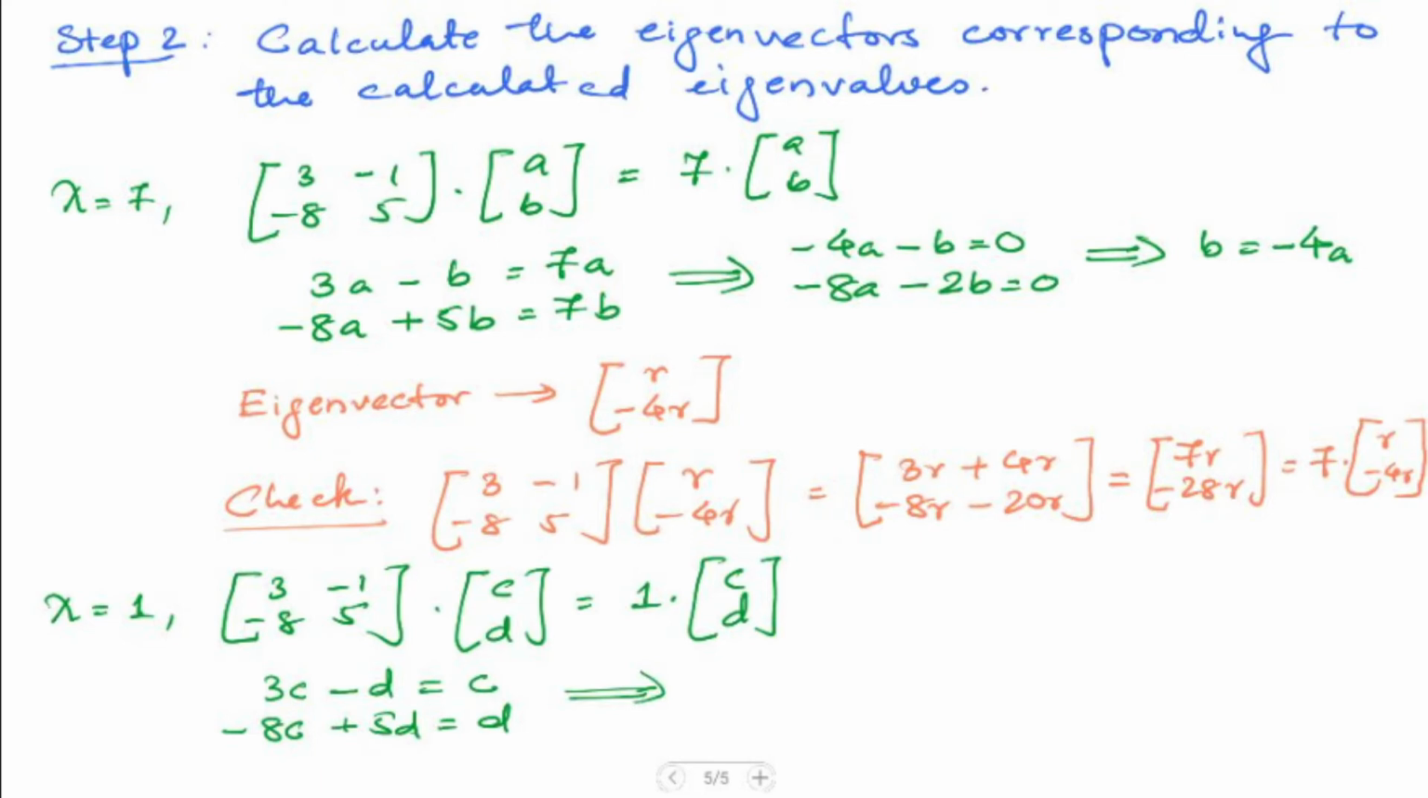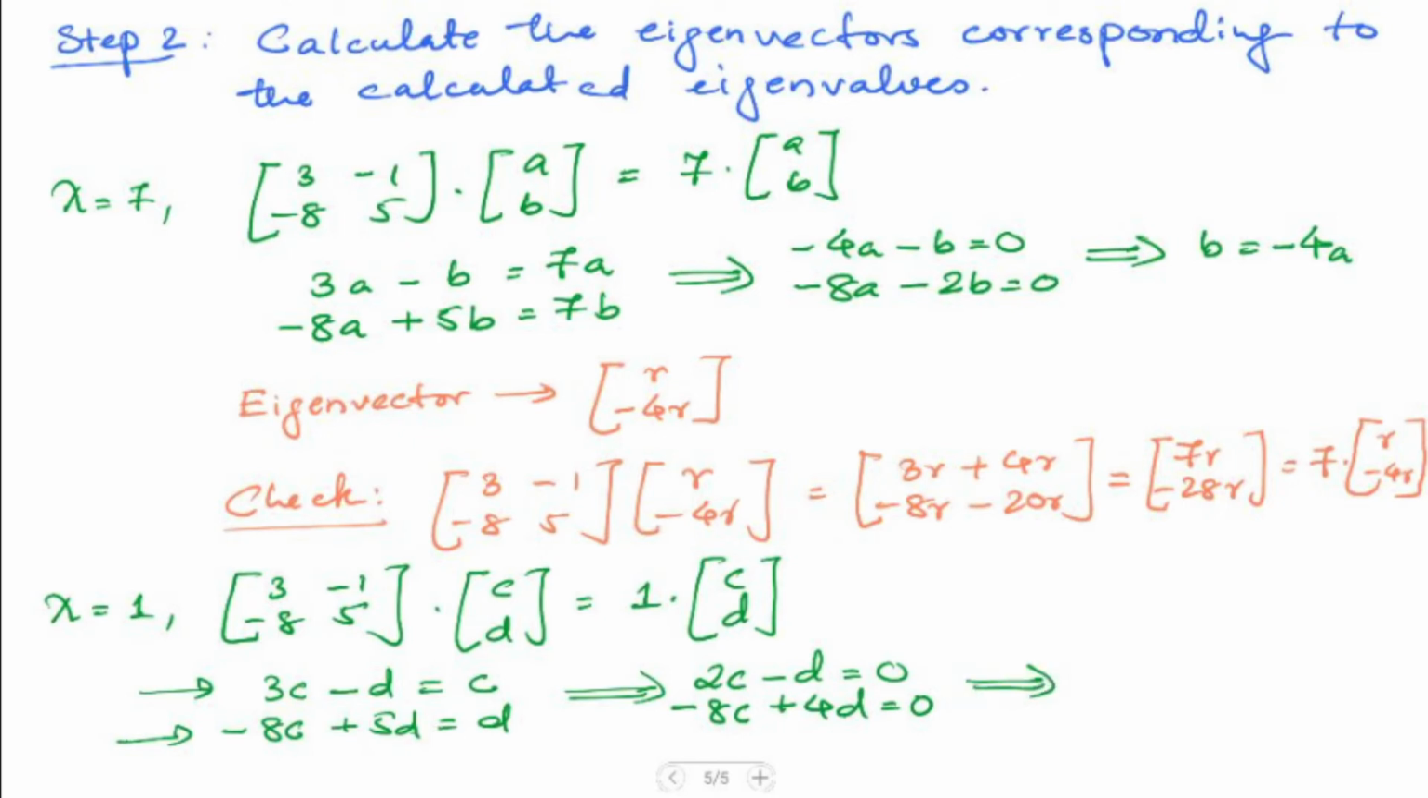Solving that gives us, for the first equation, if we bring the c on the other side, 3c minus c, that's 2c minus d is equal to 0. And for the second equation, if we bring the d on the other side, we have minus 8c, 5d minus d, that's plus 4d is equal to 0.